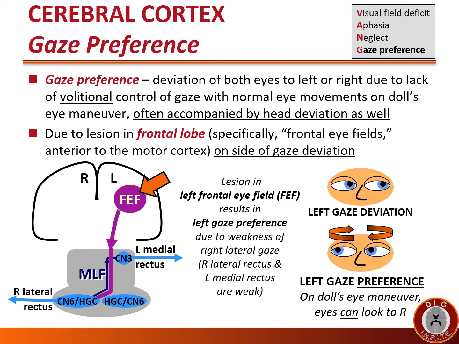For example, a lesion in the left frontal eye field results in left gaze preference due to weakness of right lateral gaze. The right lateral rectus and left medial rectus are weak. But on doll's eye maneuver, the eyes can look to the right, and thus a gaze deviation in this case is proven to be a so-called preference. The eyes prefer to look to one direction, but they can look in the other direction if one does a doll's eye maneuver. And this tells you the lesion is in the frontal lobe, the center for voluntary control of gaze.